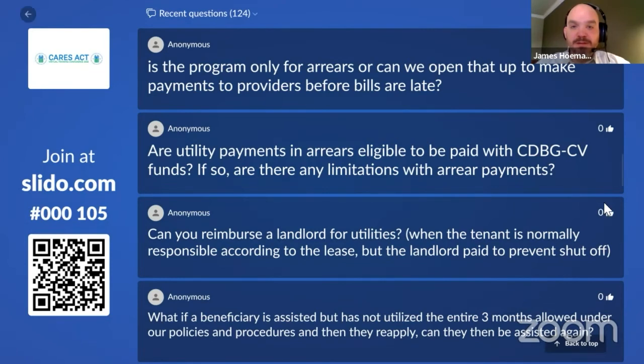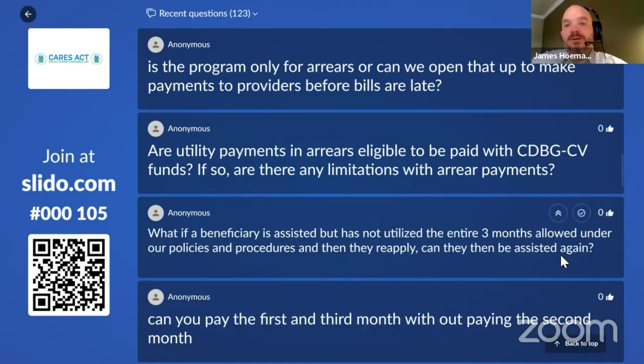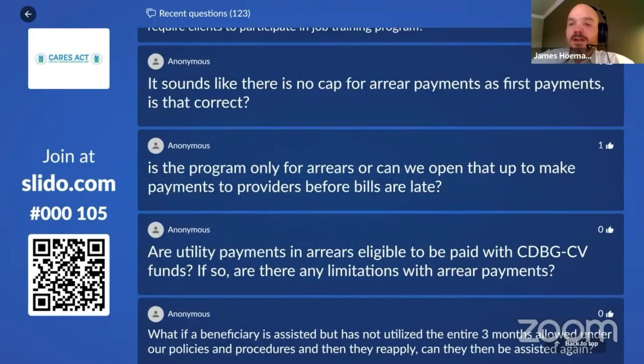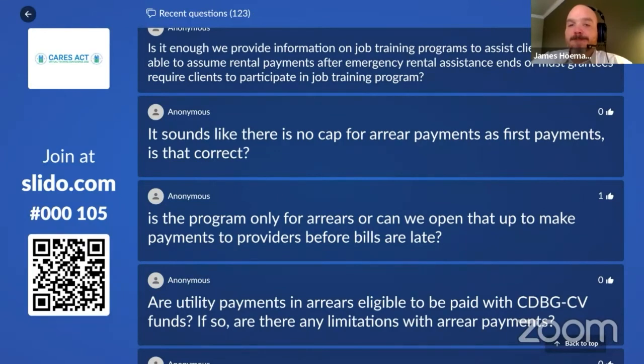Are utility payments and arrears eligible to be paid with CDBG-CV funds? If so, are there any limitations with arrears payments? I would say, so we have not actually ventured into the arrears with utilities. I am very hesitant to say yes to that in case I'm incorrect, because our arrearage look in terms of that policy itself only covers rent and mortgage. That is something that I think we'll have a discussion with. Again, I'm very hesitant to say yes in case I'm incorrect.